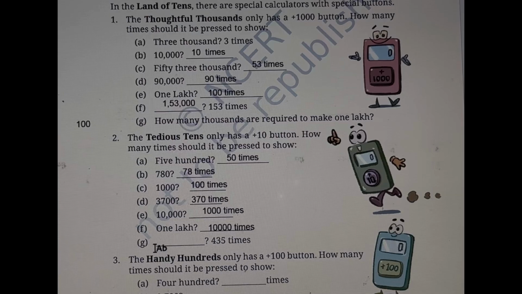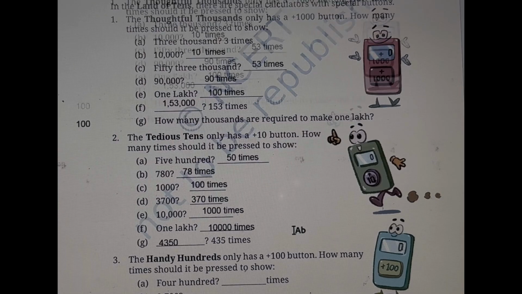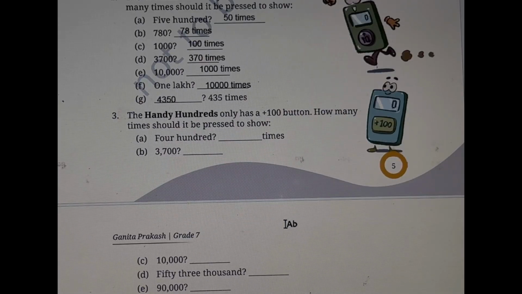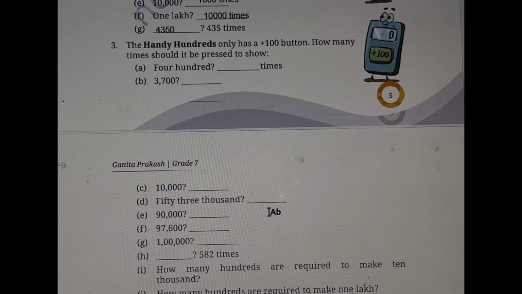Now the last question G is asked. You need to find out the number if the plus 10 button is hit 435 times. So you just need to put a 0 at the end. 4350 is the answer. Right? Now, I hope you have understood the concept. So it would be easier for you to do handy hundreds.